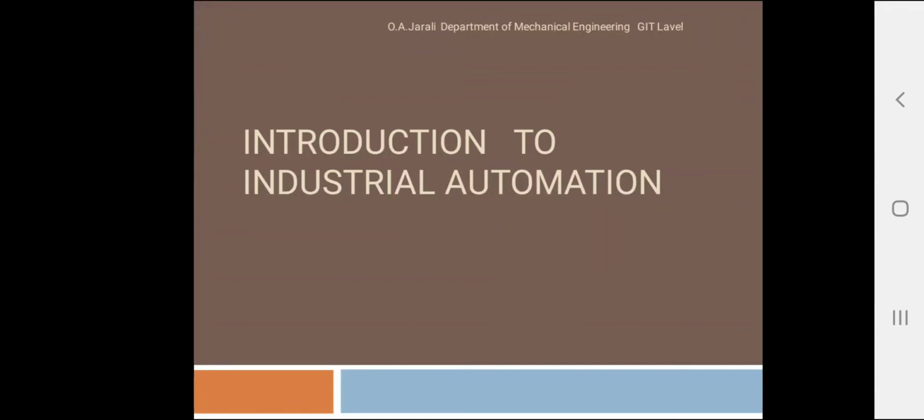Good morning. Today we'll start industrial automation. So this is one of the electives in 6th semester. You have a total of 3 electives. One is mechatronics, second is industrial automation, and third is robotics. Out of these 3, I am going to deliver lectures on industrial automation.